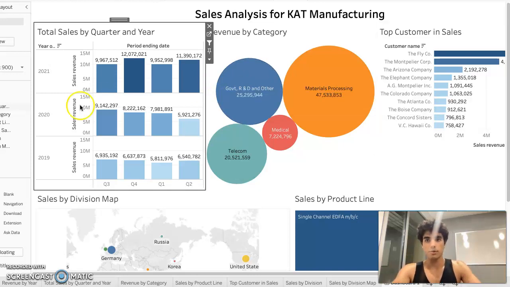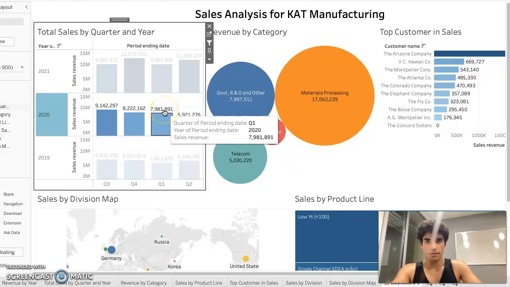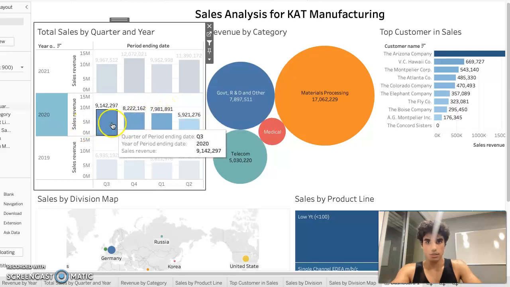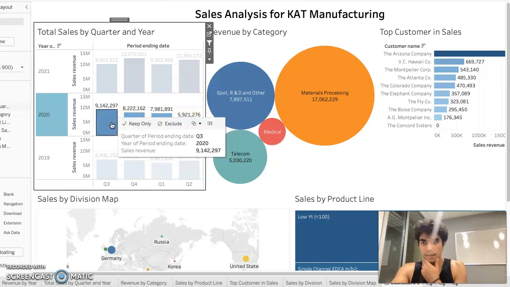The first question is, what were the total sales revenue for the third quarter of 2020? So we'll go to sales revenue by quarter. We'll click on 2020, and the third quarter. The total sales in the third quarter for 2020 was $9,142,297.